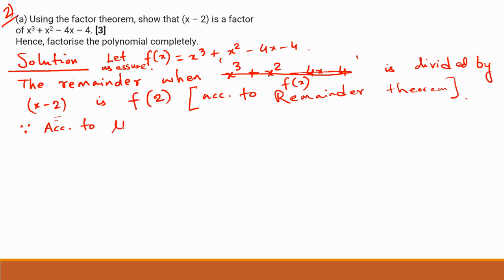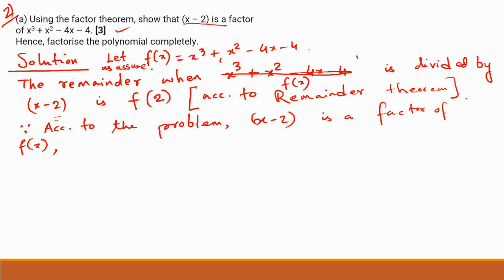Since according to the problem, x minus 2 is a factor of f(x), right? It's saying x minus 2 is a factor of this f(x). So what we can write, since according to the problem x minus 2 is a factor of f(x), what we get out of it, since according to the problem x minus 2 is a factor of f(x), therefore we get f(2) equals 0.